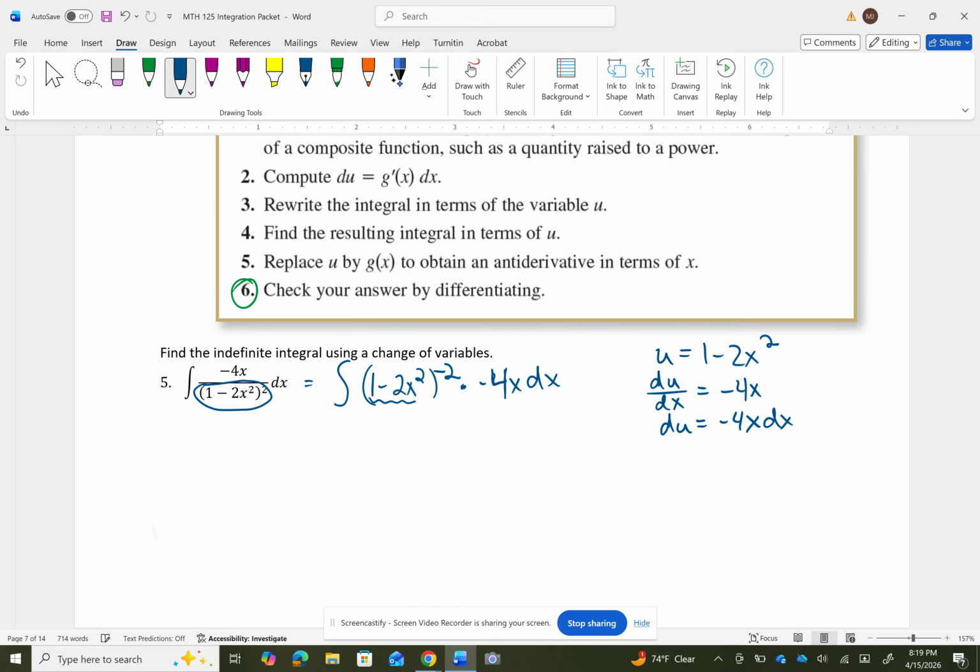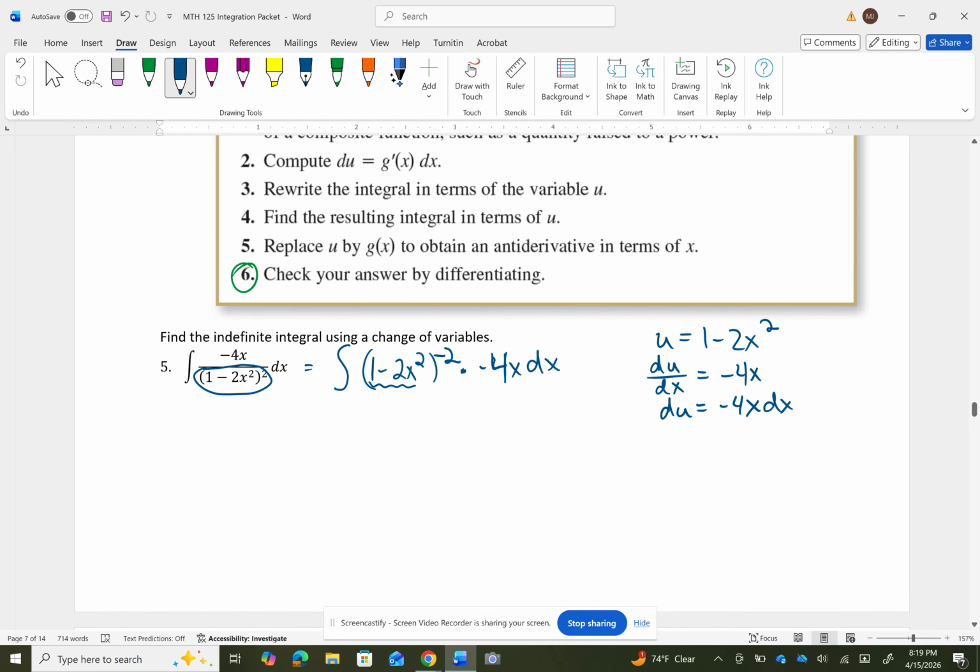and I get du equals negative 4x dx. Then I'm going to come back to the original problem I was doing, and right here, where I see the 1 minus 2x squared, I'm going to replace it with a u. And this negative 4x dx is exactly what I want. I can replace it with du. So what I have is u to the negative 2, then I have this getting replaced with du. And what I can do is just think about how to integrate that.